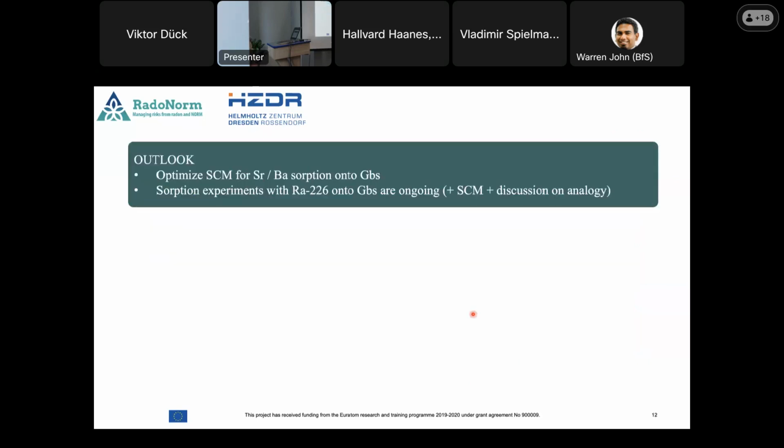Just to give you a small outlook, like I already mentioned, I'm working on optimizing the surface complexation model for the systems strontium and barium on gibbsite. And I'm also finishing the experiments with radium. Those are ongoing and running at the moment. And I also want to do the surface complexation modeling and discuss the analogy between those three systems afterwards.